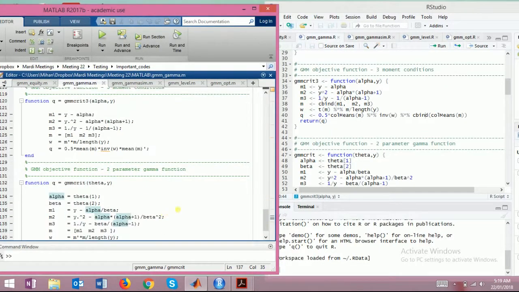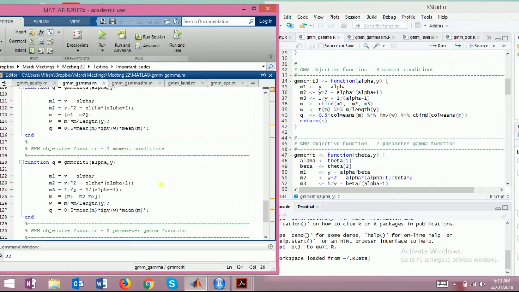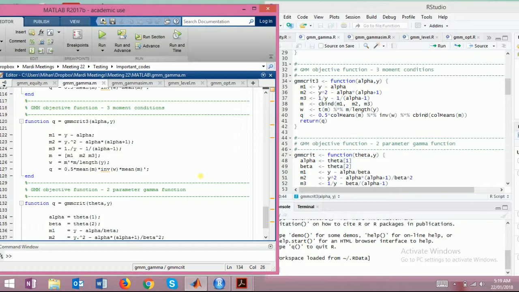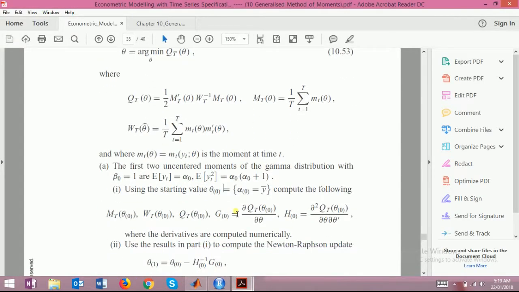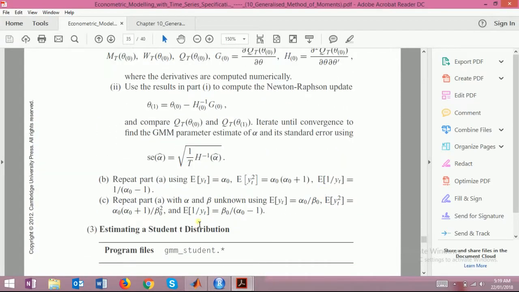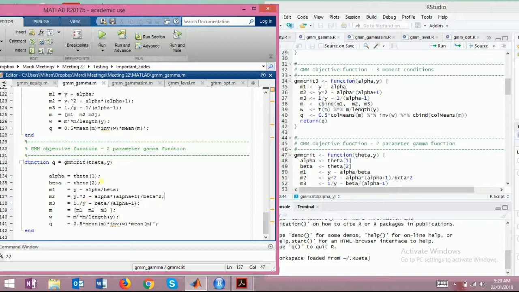Now let's see what a 2-parameter gamma function is. We are not only basing our estimation on alpha; this time we want to estimate alpha and beta both, right? So in our problem we want to estimate not only 1 by alpha minus 1, we want to estimate beta too. So alpha by beta, alpha naught plus 1 by beta squared. This is the most commonly used one, where we estimate alpha and beta. So alpha is theta 1, beta is theta 2.